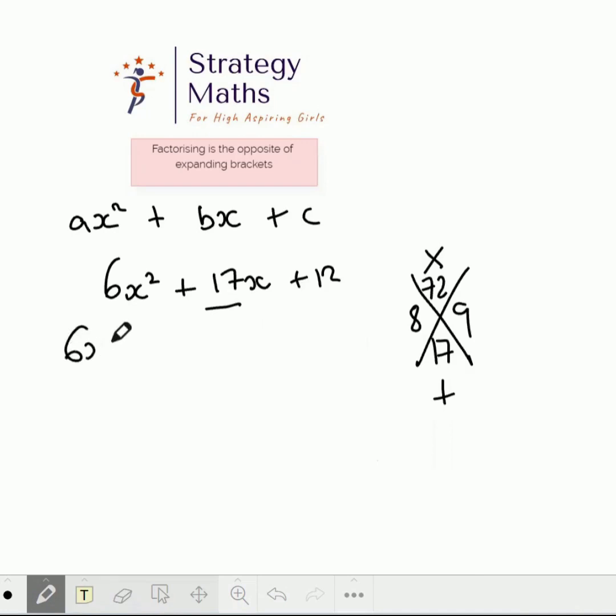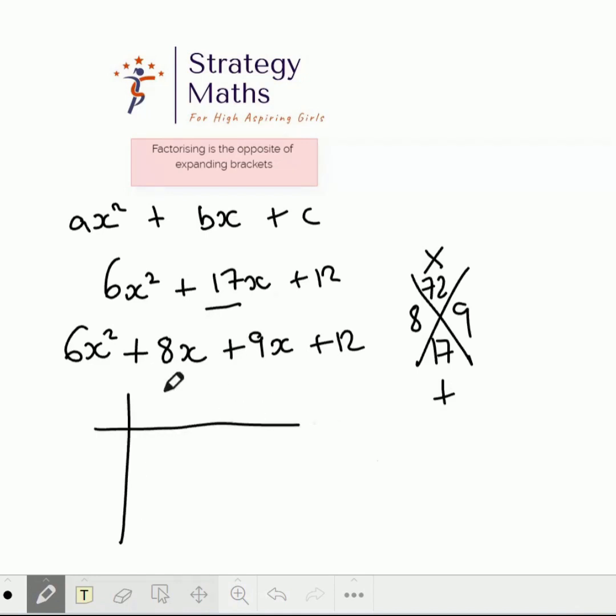We're going to split the middle term, the 17x, now with those two numbers that we've just worked out, with 8x plus 9x plus 12. So you can see we've got the same quadratic as we do above. We've just split the middle term into these two different components. Next, we're going to record these 4 terms inside the grid, and you'll remember that these are the exact 4 terms that we had inside our grid when we expanded the brackets.